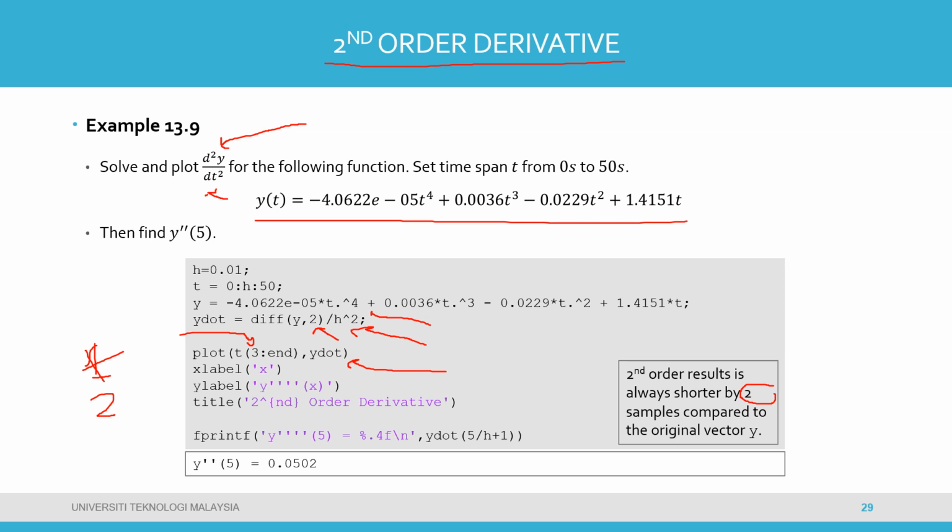Then after that you can plot it. This is important: if you don't remove the first and second one, you cannot plot it and you get an error message. So be careful. For first order you start with number 2, but for second order you start with number 3. Other than that, it is all the same.